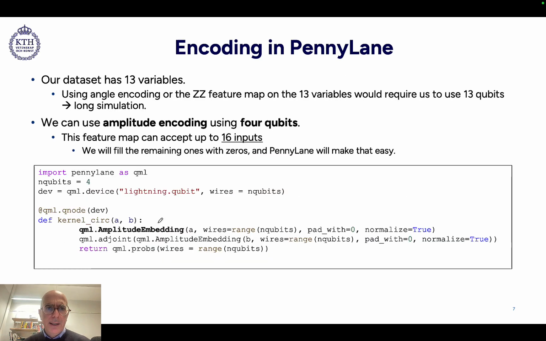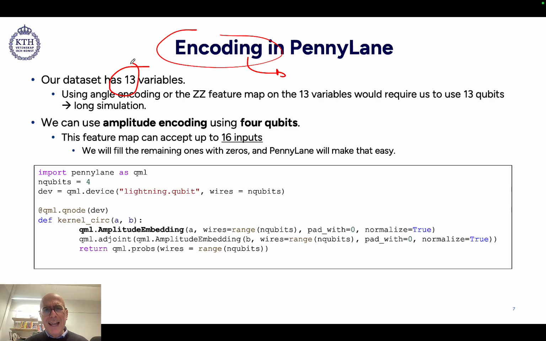Let's go a little bit now into the quantum part. So we looked at the pre-processing, which is something we've seen before if you've done any machine learning. Let's look at the encoding part, which is also what we call the feature mapping, where we go from the classical data to the quantum state, and we use the feature map. Our dataset has 13 features that correspond to 13 variables.